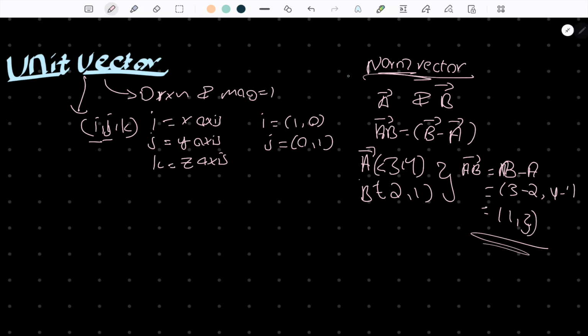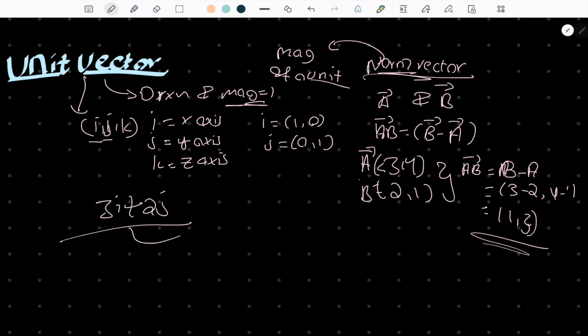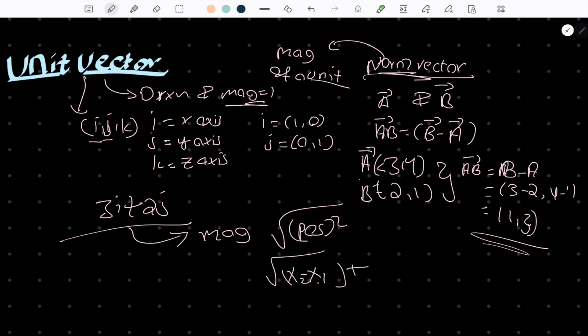So basically, a norm vector can be defined as the magnitude of a vector. Yes, I did say the magnitude of a unit vector is 1, but if it's accompanied by other coefficients, like for example 3i plus 2j, then the magnitude won't be 1. It's going to be the square root of (x2 minus x1) squared plus (y2 minus y1) squared.